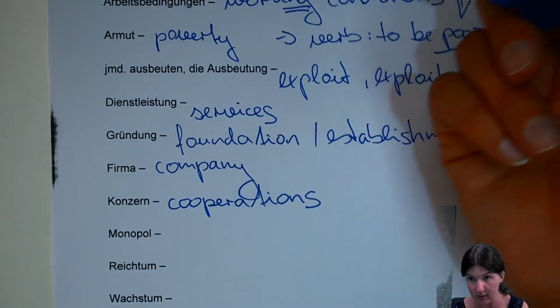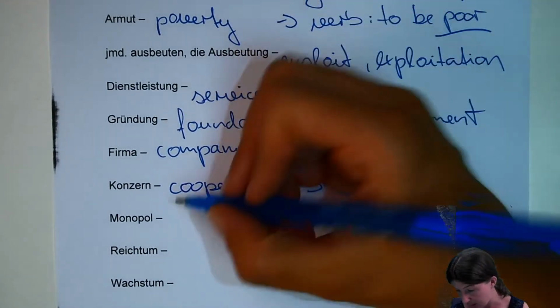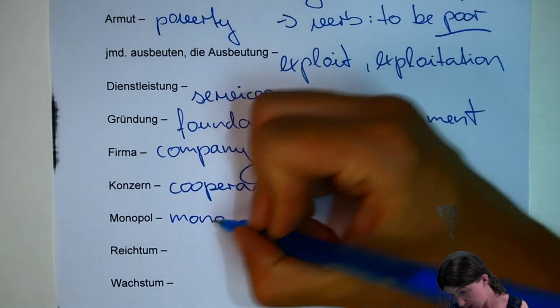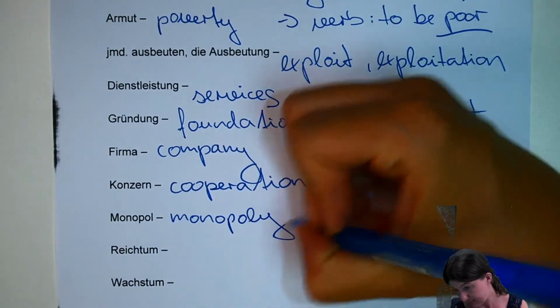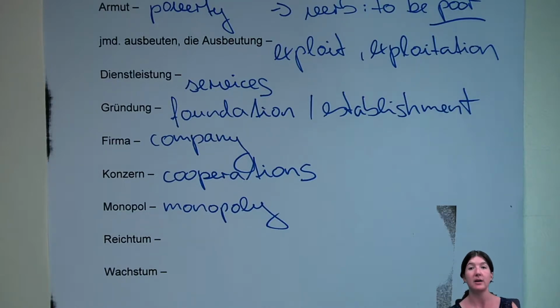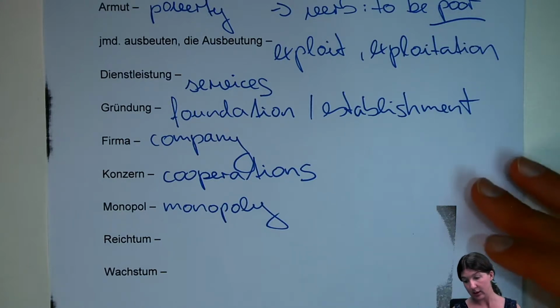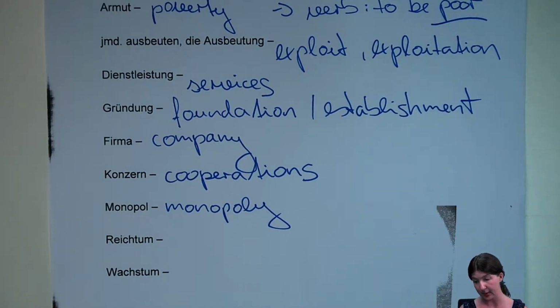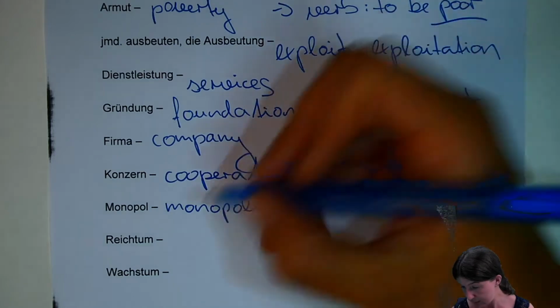The next one is not that hard. You probably all know the word: a monopoly, a Monopol. If only one person or one big company is the only one in the area or country selling a product or offering a service, then they're a monopoly. Reichtum.